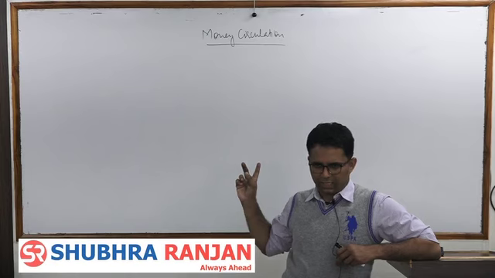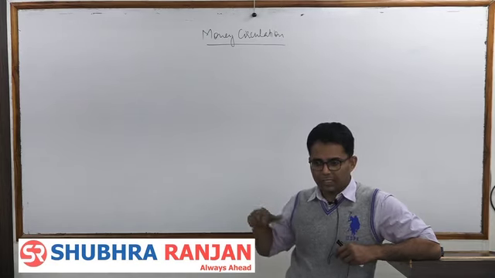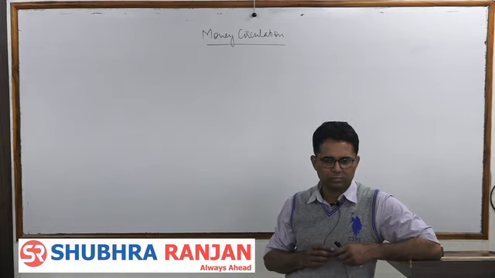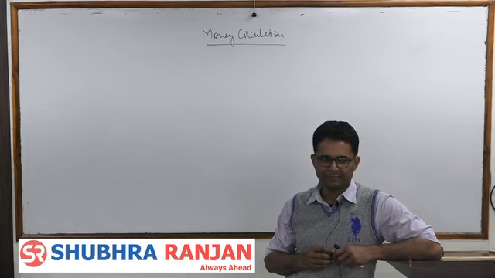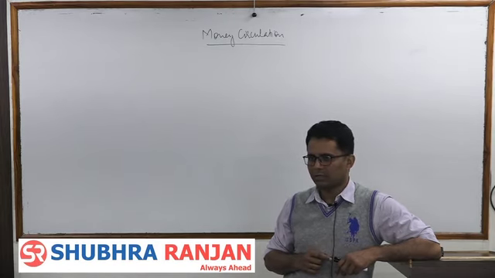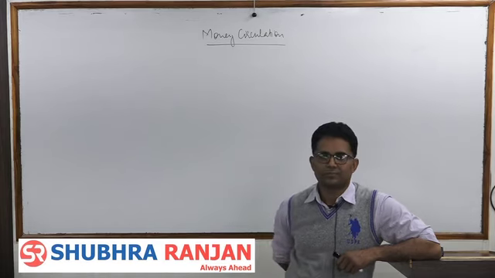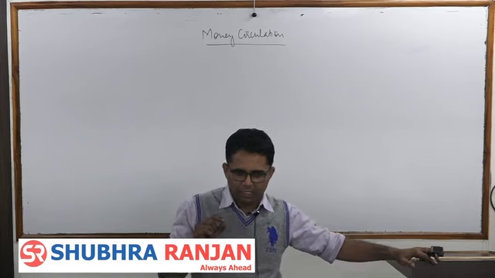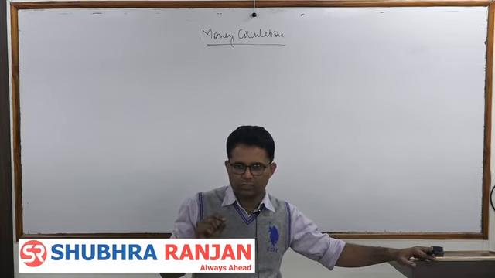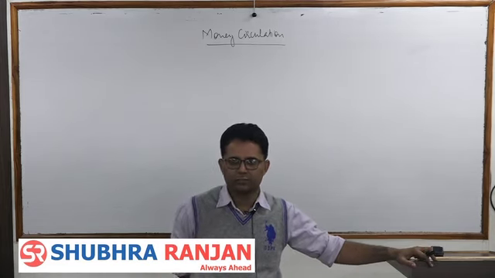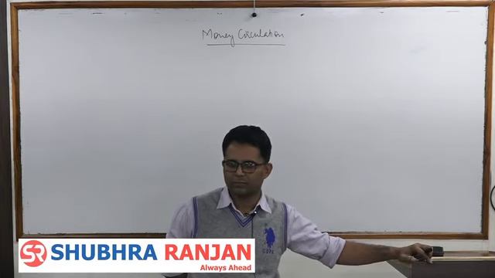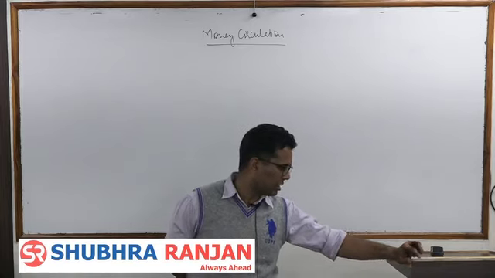And I wrote there, M3 is equal to M1 plus net time deposits. What do you understand by the word net? Minus depreciation. Minus... Net means, you can write it down somewhere, only public's deposit. Net means only public's deposit. Let me tell you what this means.